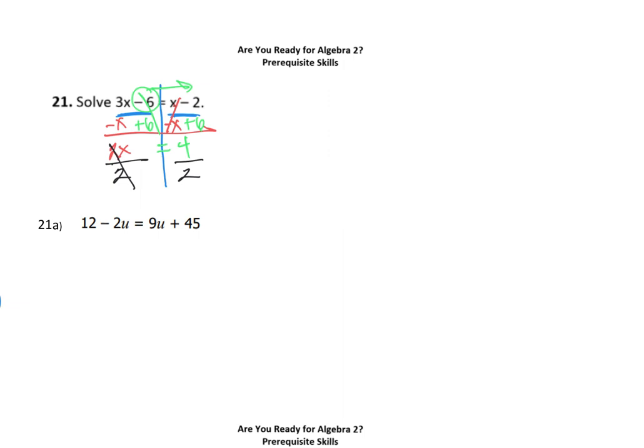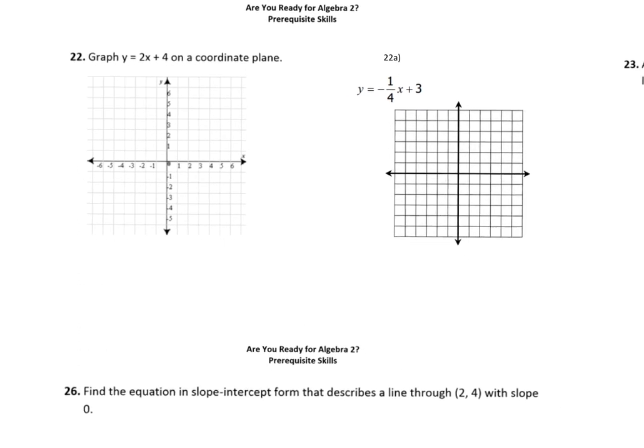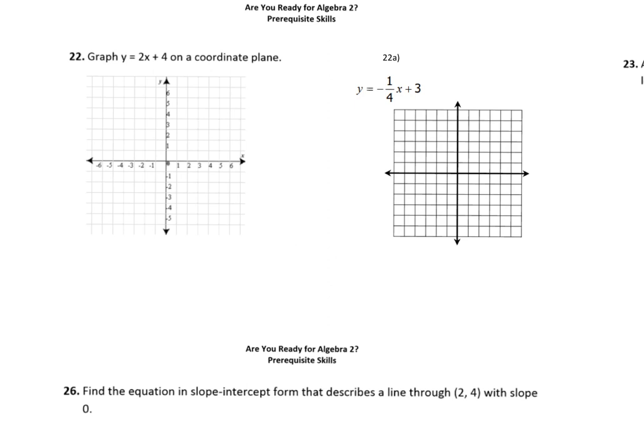So x is equal to positive 2. All right, let's jump over to 22. Now we're asked to graph a linear equation: y equals 2x plus 4. So remember, linear, I don't have any exponents attached to x.